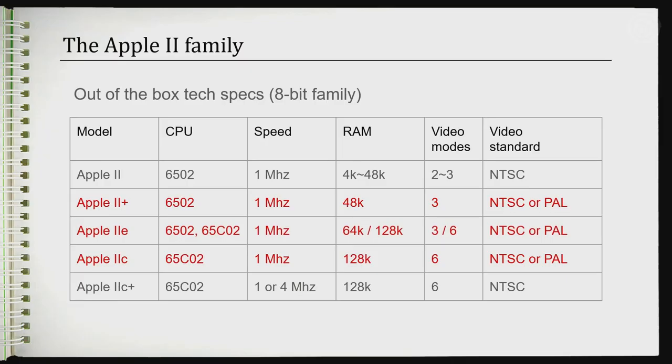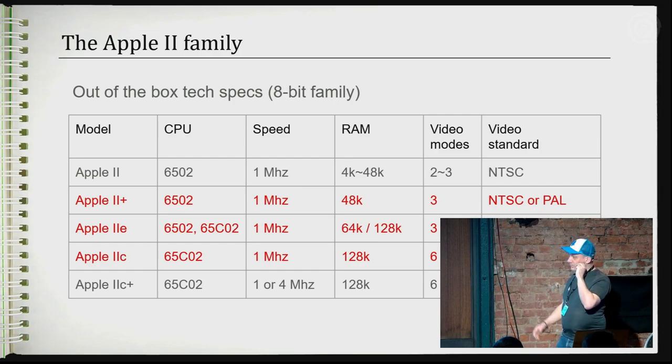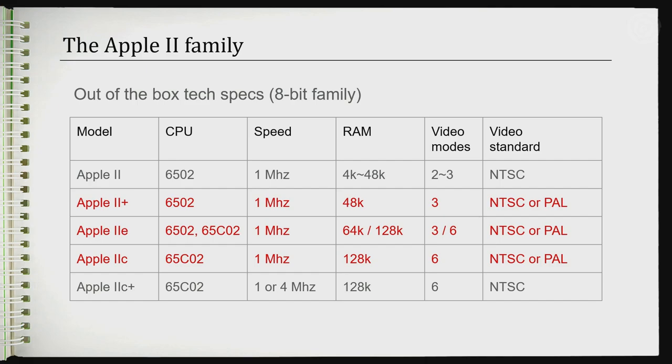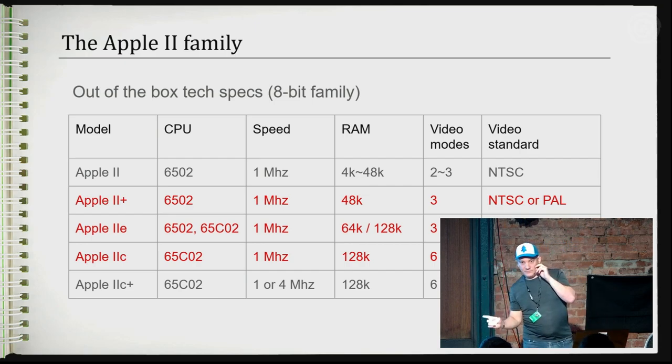The models we are going to focus on, and if you do demos, the models you want to focus on, are the II Plus, the IIe, and the IIc. Here are the tech specs you get out of the box, because you can add a lot of features. It is based on the 6502 at 1 MHz, like many computers of the time, like the C64, the VIC-20 maybe, the Atari XL, et cetera. The Apple II Plus has 48K of RAM, which can be expanded to 64K at least. The Apple IIe has 64K, which can be expanded natively to 128K. And the Apple IIc has this RAM natively. Both models exist in NTSC or PAL. Those are different models.